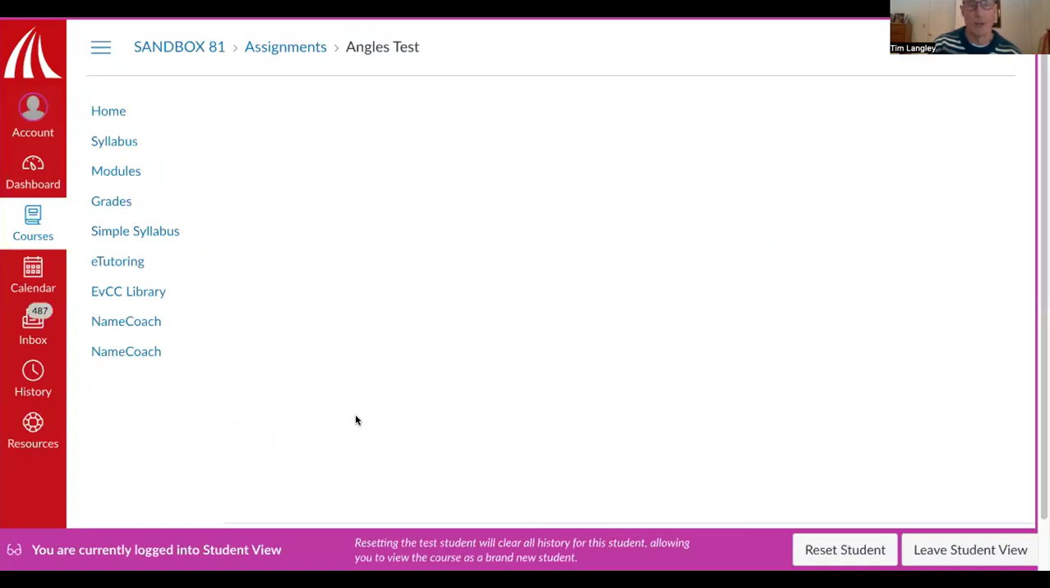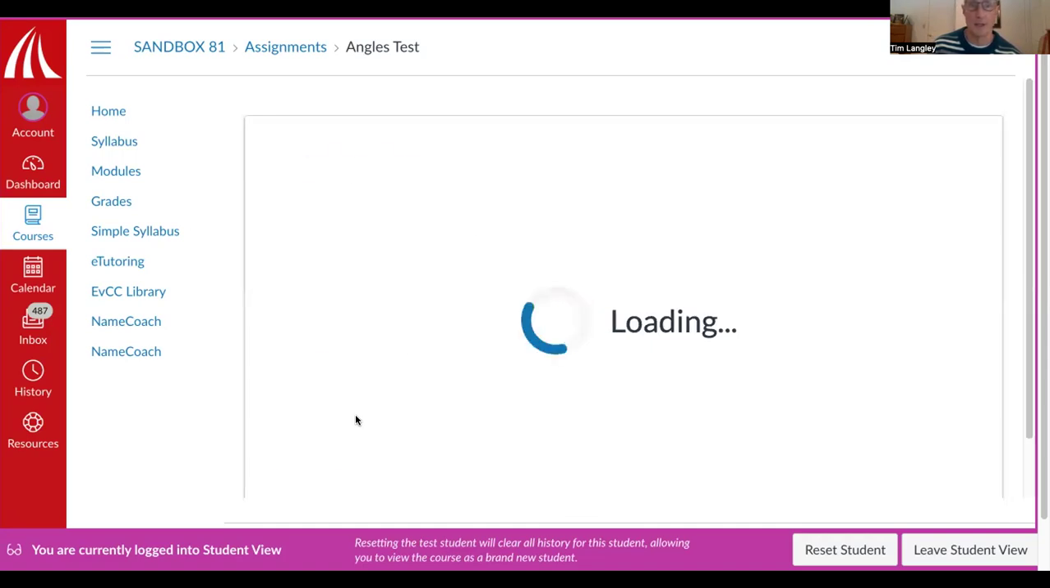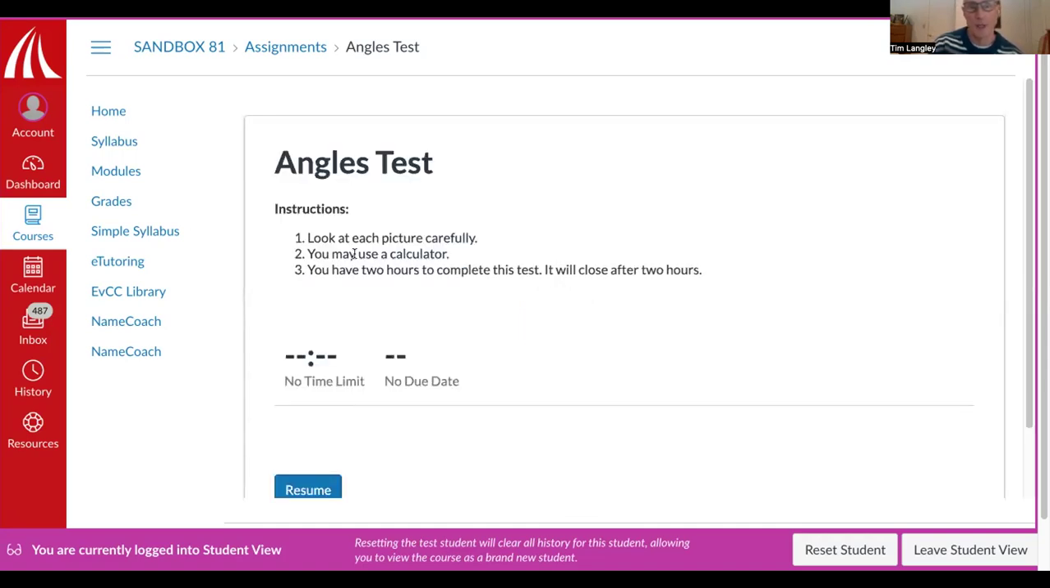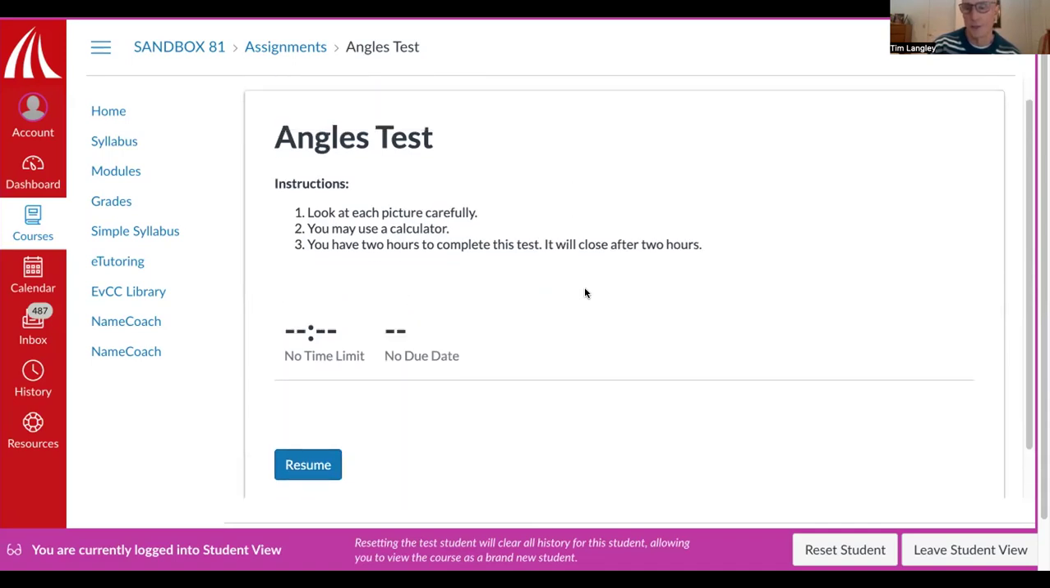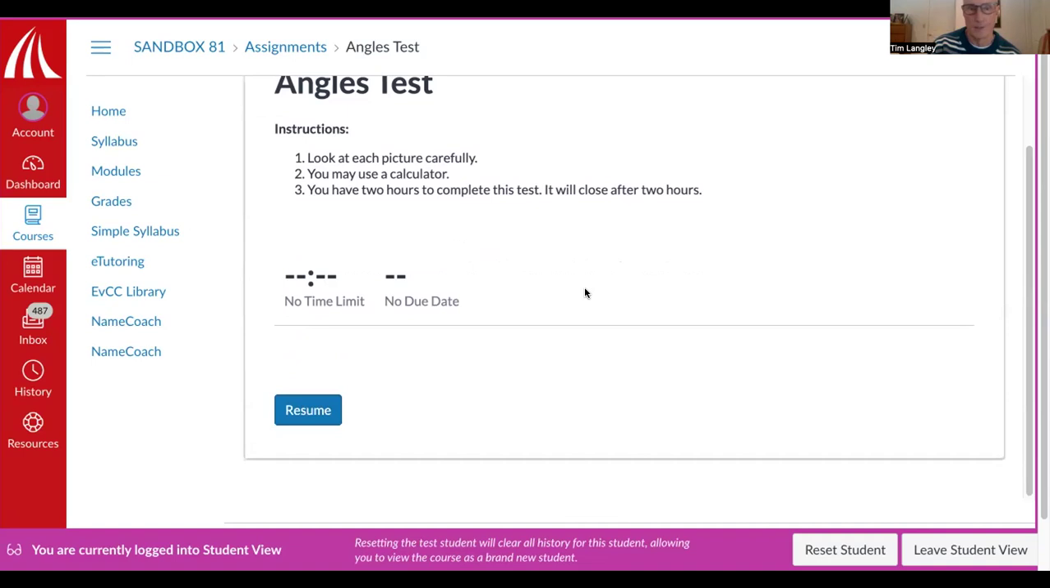It's loading. They're all going to be multiple choice. You'll have 2 hours to complete it, and the directions are pretty clear. All you're going to do is select A, B, C, or D. So look at each picture carefully. You may use a calculator. You have 2 hours to complete the test. This says no time limit, but I'm hoping that it'll actually put up a time limit.